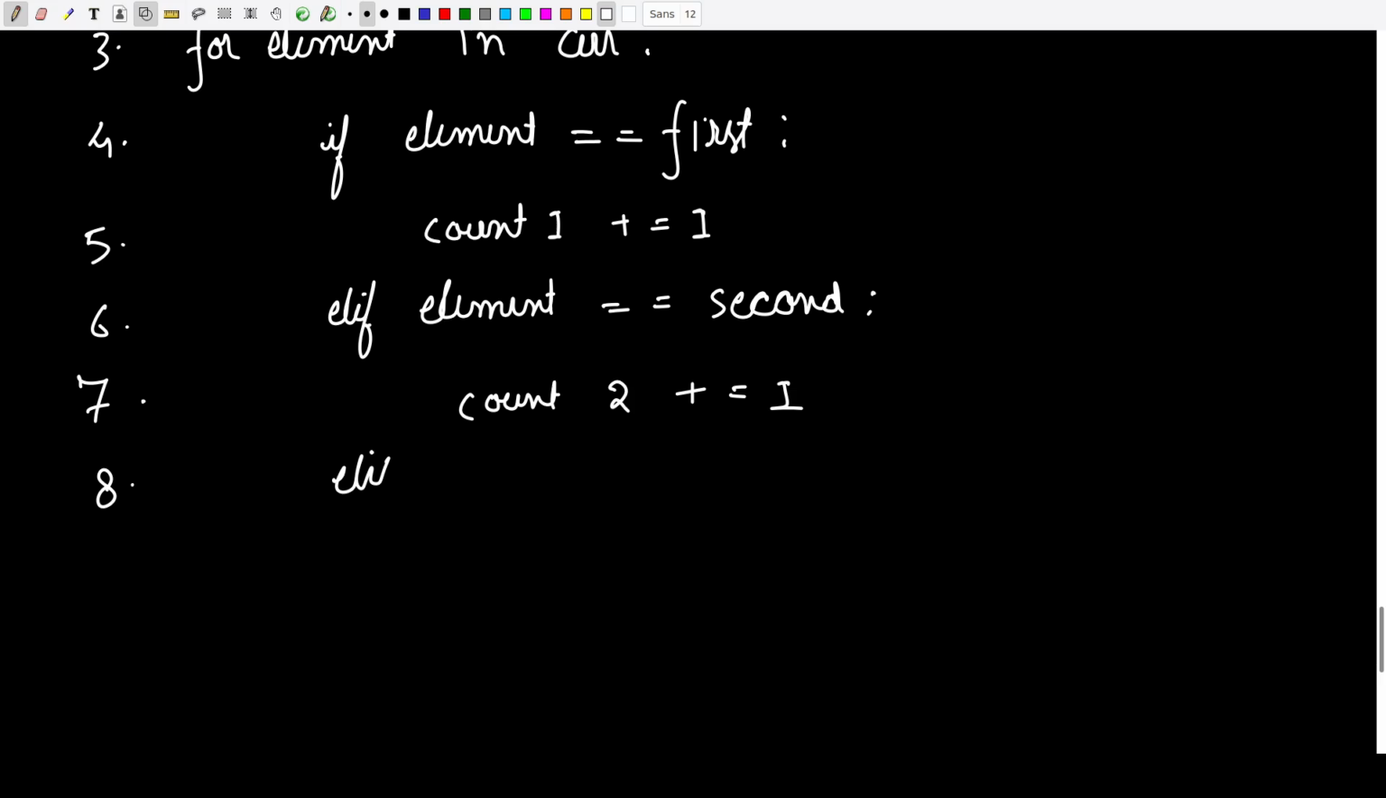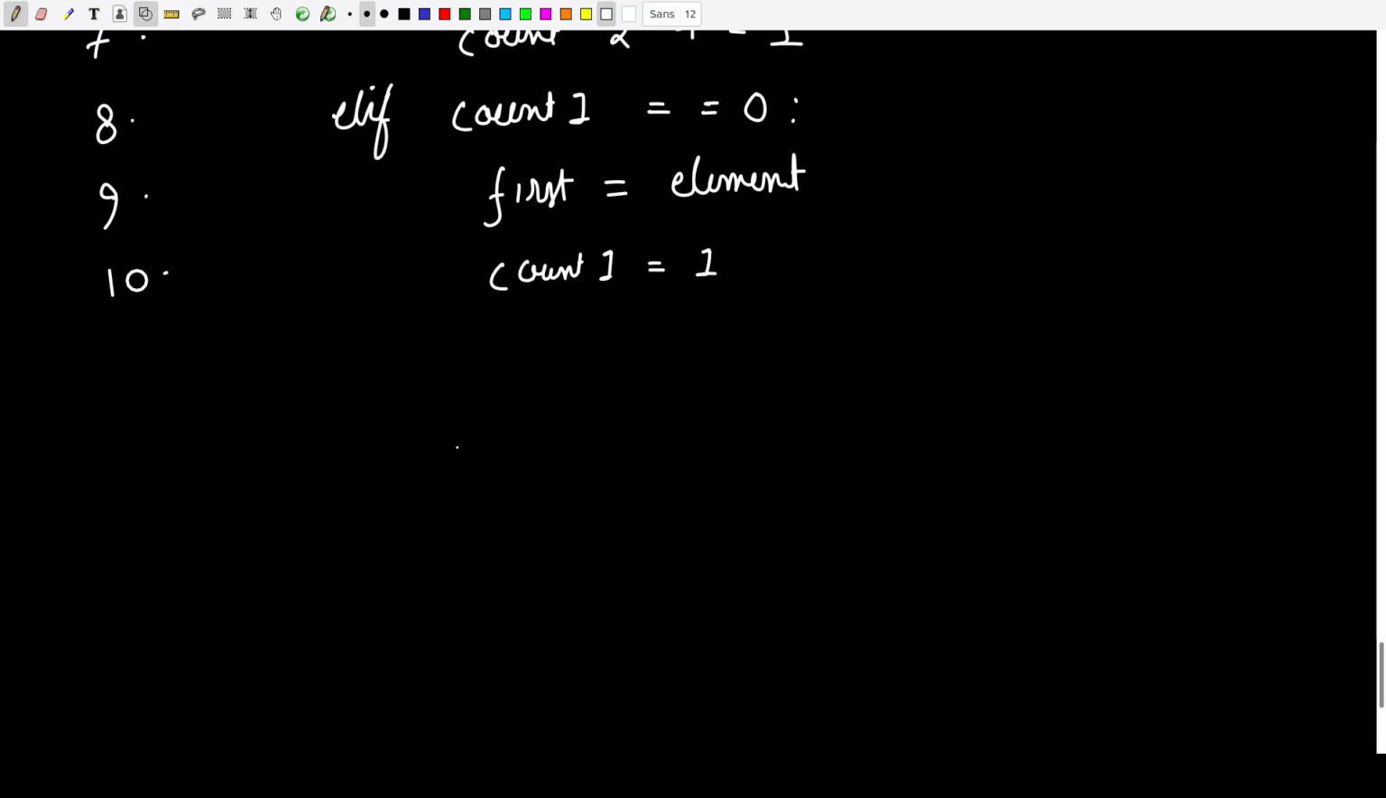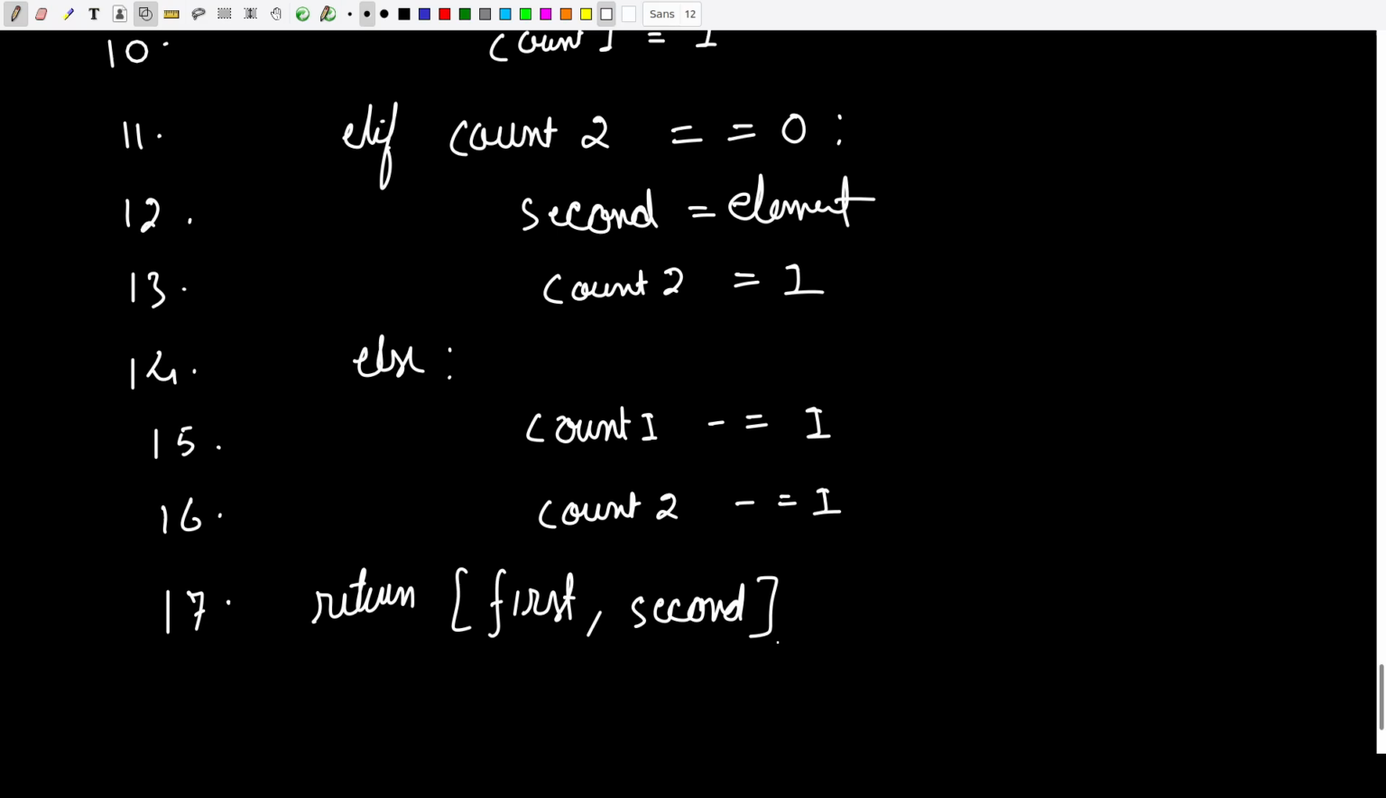Otherwise, let us check if count 1 is equal to 0, in which case we have to reset the first element. So first equals element and the frequency of this element is 1. And the same thing we have to do for count 2 as well. So if count 2 is equal to 0, then second equals element and count 2 equals 1. Otherwise, if none of the conditions are satisfied, then that simply means it's a mismatch, in which case we will go ahead and decrease the frequency of count 1 and count 2. And then towards the end, all we have to do is return first and second. So that's the pseudocode for this problem, folks.